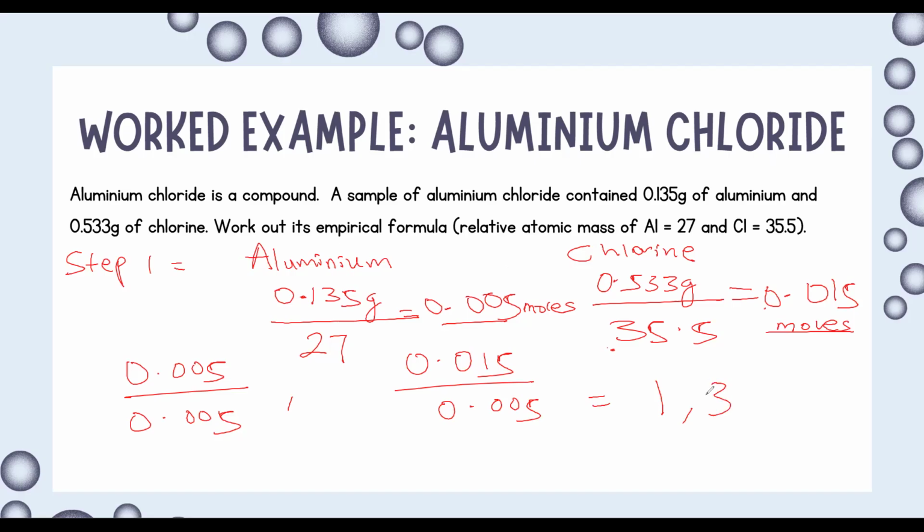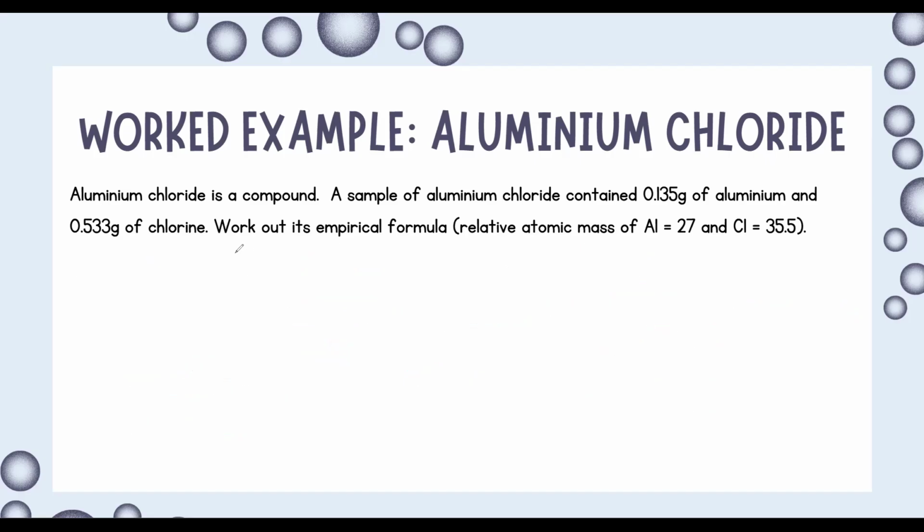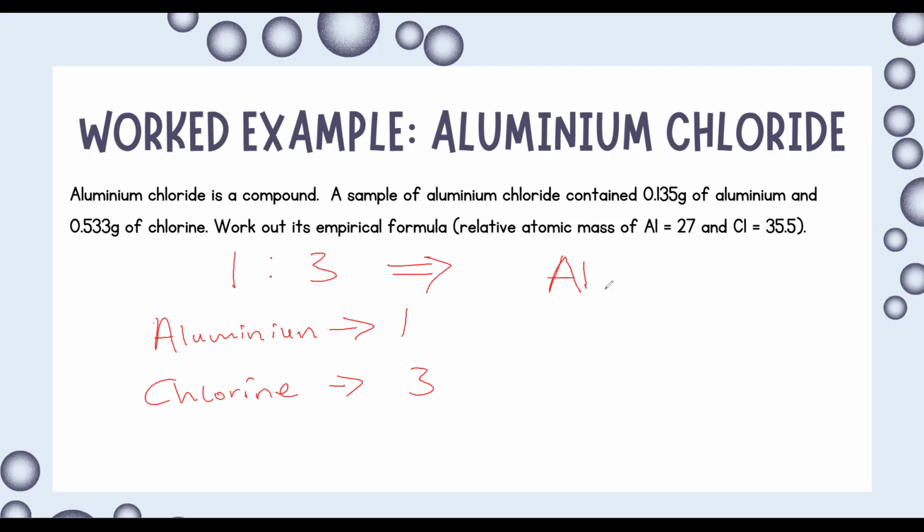So we have 1:3. The first element is going to take the first ratio. Aluminium is going to take the number 1, and then chlorine is going to take the number 3. So the final empirical formula is going to be Al. Since it's number 1, we will not write it. And then Cl3. Did you all see how I did it?